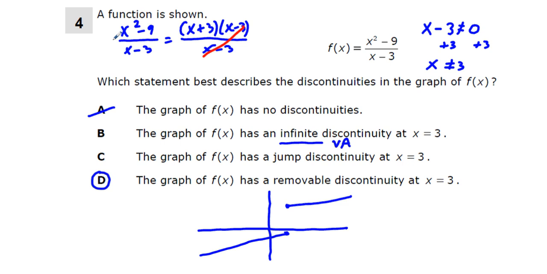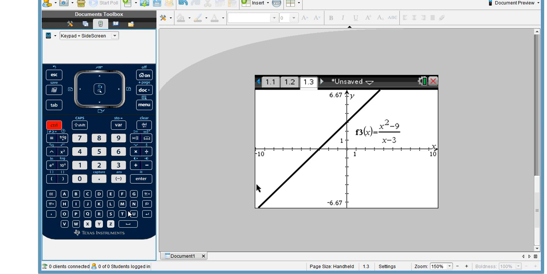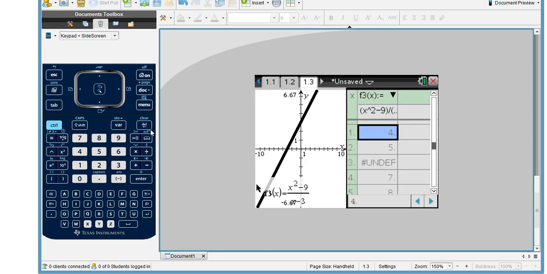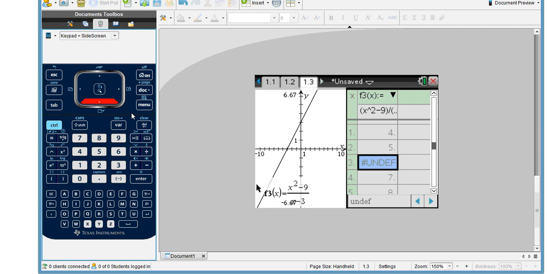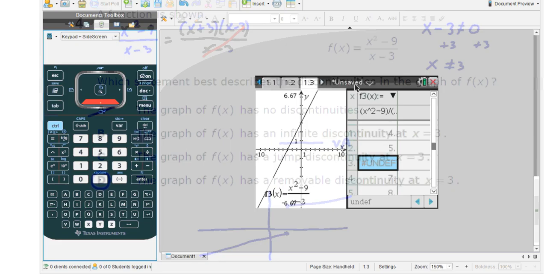Another thing you can do is go to your graphing calculator and go to Control T. And even though you can't see graphically the discontinuity on the graph here, you can go down to where x equals 3 and see you have an undefined y value. So the function is still undefined, even though the graph looks like there is no discontinuity whatsoever.